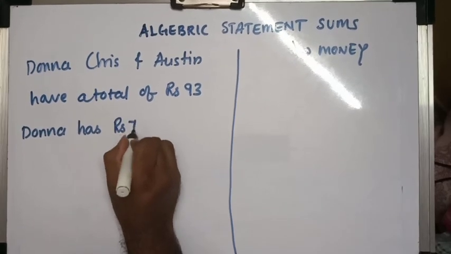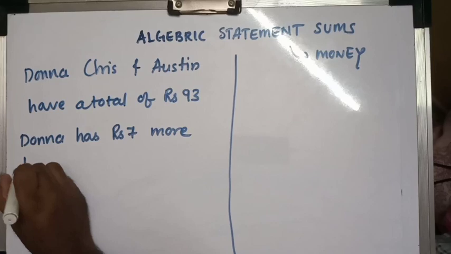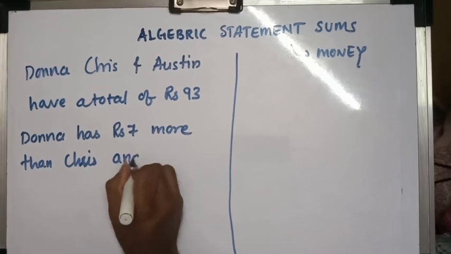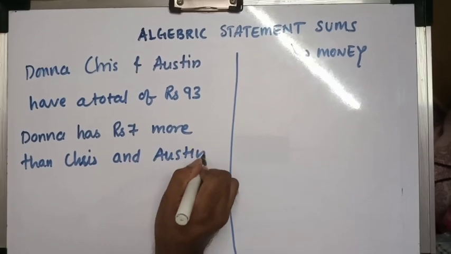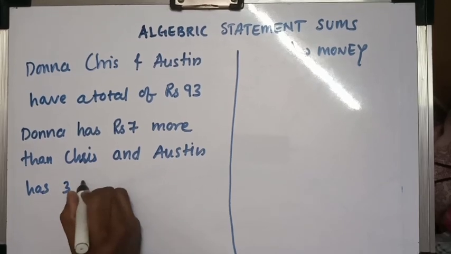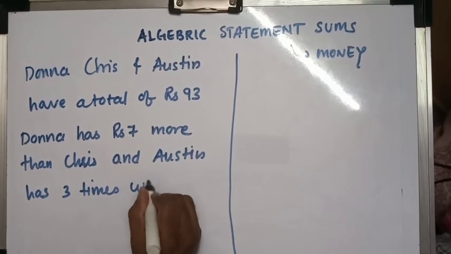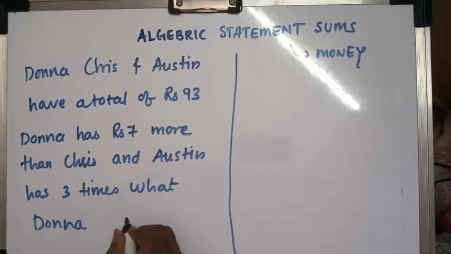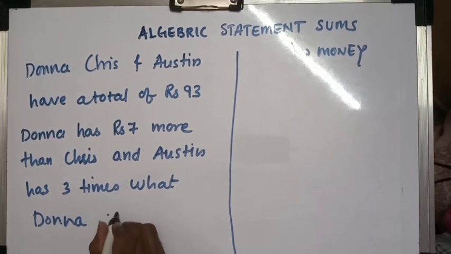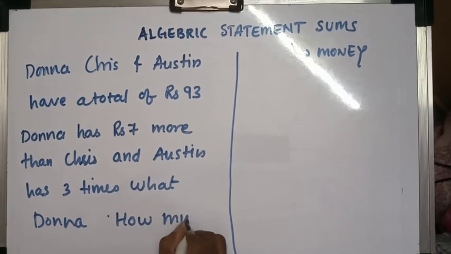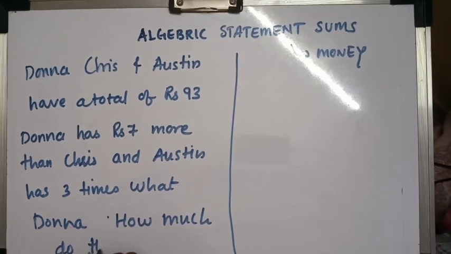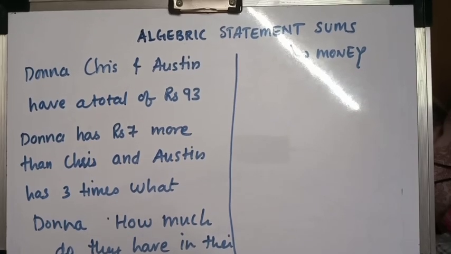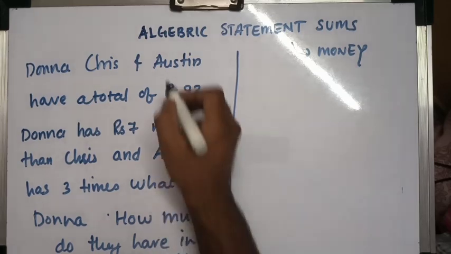This person Donna has 7 rupees more than Chris, and Austin has 3 times what Donna has. Donna is the name of a person. Then you have to calculate how much they have in their wallet. Okay, so this is the question.